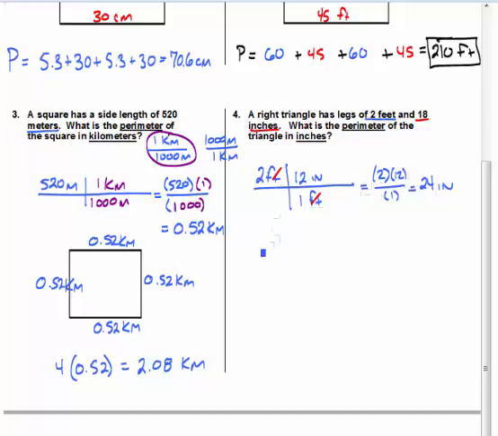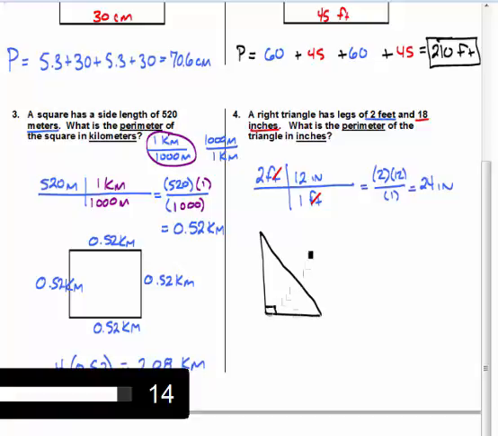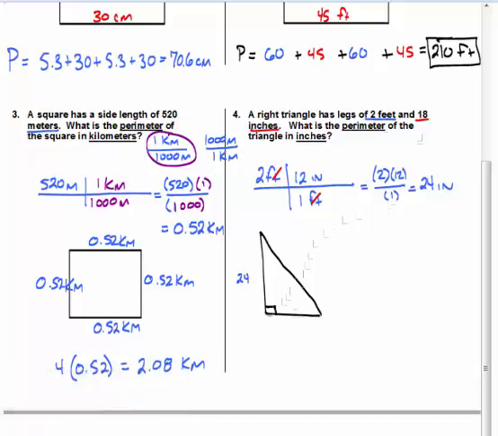Alright, so now I can draw a triangle. It said specifically the right triangle has legs. Whenever you have legs of a right triangle, those are the two sides that are perpendicular to one another. And we know that one of these is 24 and one of these is 18. So let's put this one as 24 inches. Let's put this one as 18 inches. Now to find the perimeter, I need to add all 3 sides.